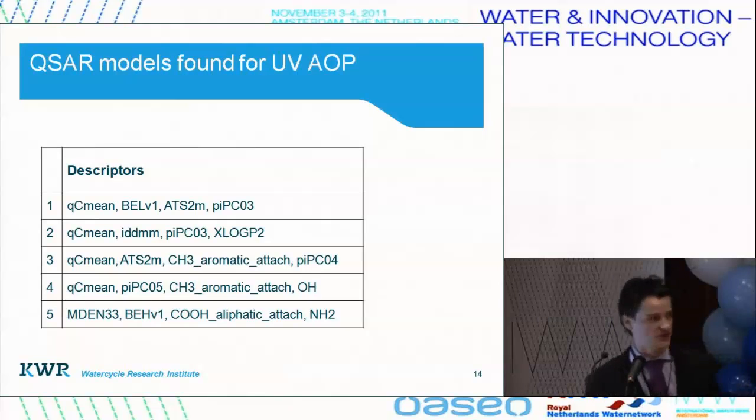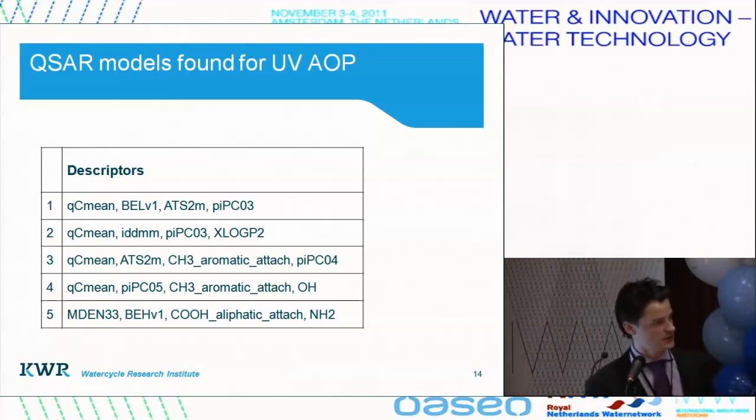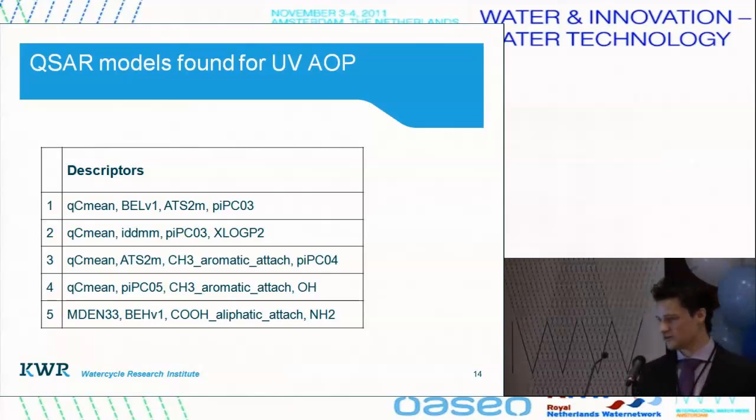But some of them are related to the charge of the compounds, that's the charge on the C atom. Some are related to the topology of the chemical structure, some are related to the hydrophobicity, and some just indicate a certain group in the structure. For example, a CH3 group, or an OH group, or a carboxyl group. All those things can show up to be relevant for these OH radical reaction rates.